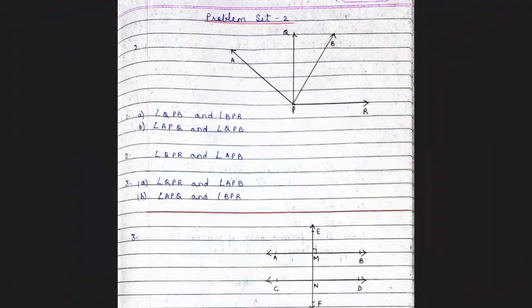Third is a set of congruent angles. Angle QPR and angle APB, both are 90 degrees and hence are congruent. Second set, angle APQ and angle BPR are also congruent because both have a common angle QPB. So if I were to cancel it out or ignore it, I would get angle APQ congruent to angle BPR.